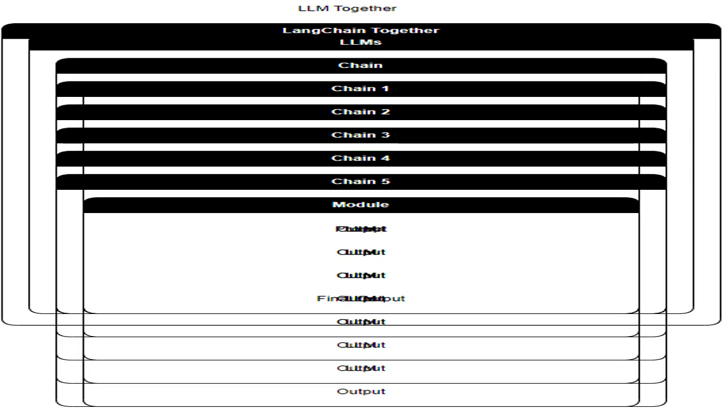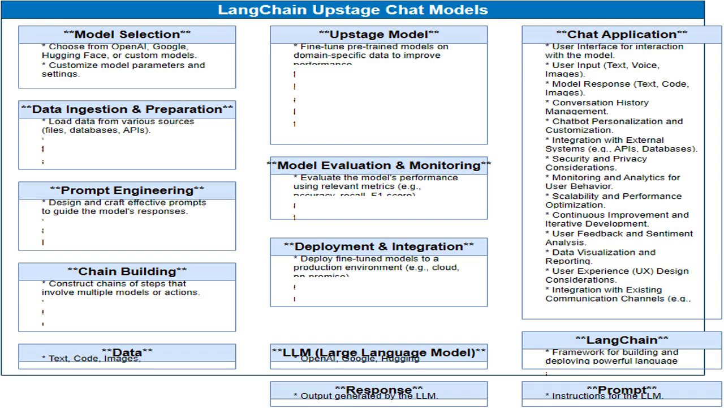The execution flow is controlled by the system's architecture, which defines the order in which chains are executed and how their outputs are integrated to achieve the desired outcome. Chooses from OpenAI, Google, Hugging Face, or custom models. Allows customization of model parameters and settings.